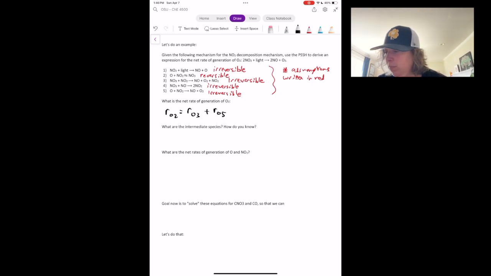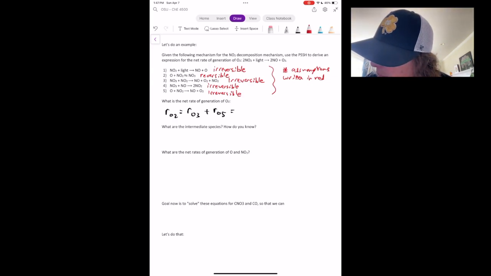So now what I'm going to do is write the rate laws for these two different reactions. I'm going to assume that these are elementary reactions, or elementary steps. So when I write a reaction mechanism, that's an assumption that I make.